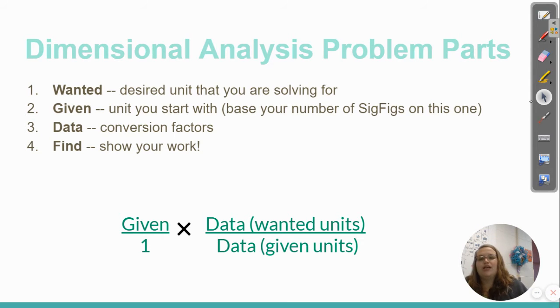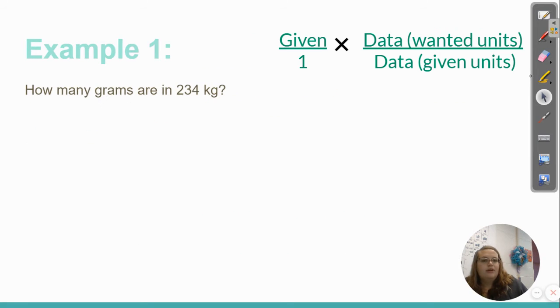So wanted is your desired unit you're solving for. Given is the unit you start with, and that's what you're going to base your significant figures on in your answer. Data will be your conversion factors, and find is where we're going to show our work. So we're going to do, I think, 4 examples of this. It's 3 or 4. So wanted, given, data, find. And I'm going to go ahead and write that out for you.